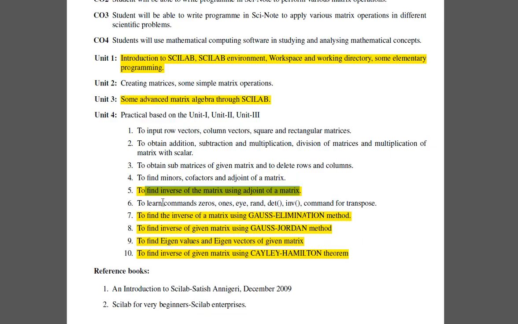Then commands, that is zeros, ones, identity matrix, random matrix, determinant, invertible, all such commands. You can find the inverse using Gauss elimination and Gauss Jordan method. You can find the eigenvalues and eigenvectors. We have done all that part also. And to find the inverse using the Cayley-Hamilton theorem, I have just explained the process. So you get the characteristic polynomial, and you know then what operations you have to perform for finding the inverse. Okay, so with this we are stopping the SciLab course.